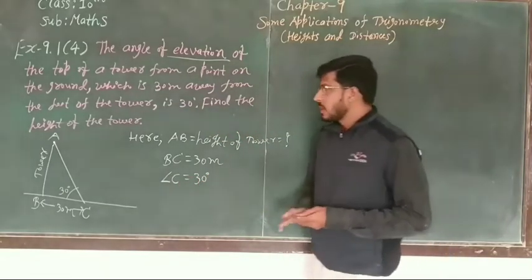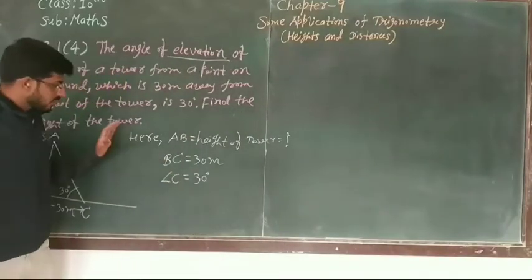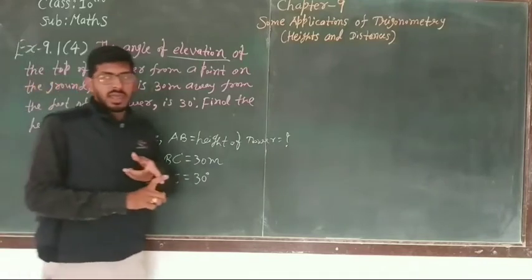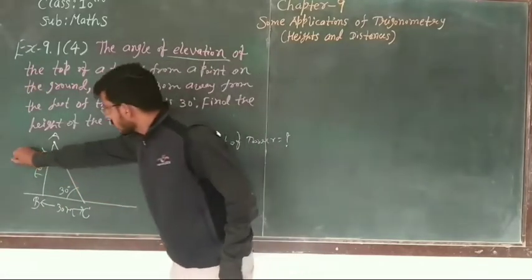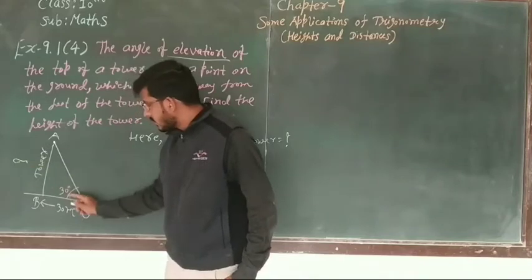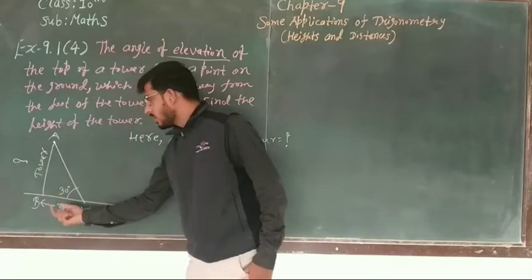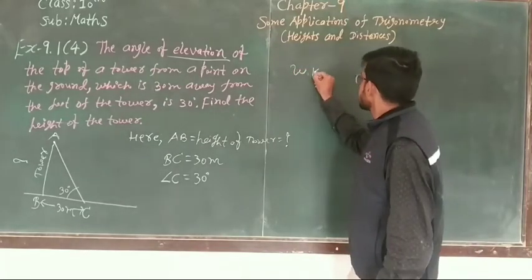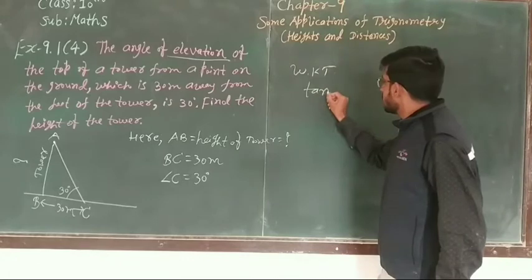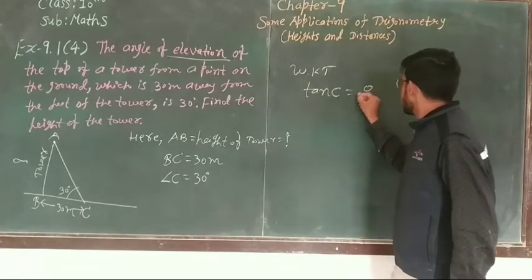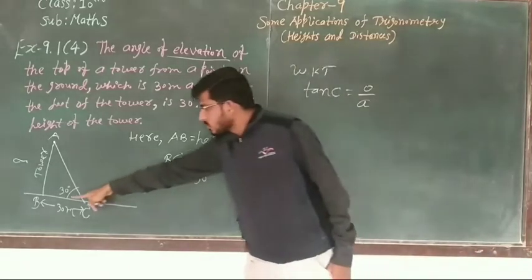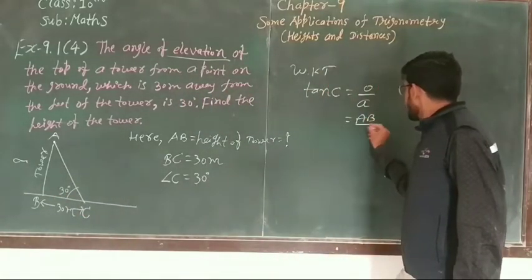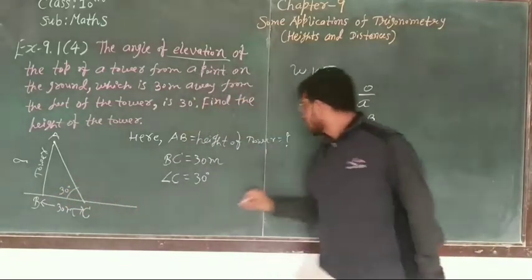So question clear here. Now we have to use which ratio? Okay. Here opposite side of angle C is not given. So we have to find opposite side of angle C and adjacent side is given. Okay. So we have to use tan theta. Okay. So we know that tan C is equal to opposite upon adjacent side. So opposite of angle C is AB upon adjacent side is BC.